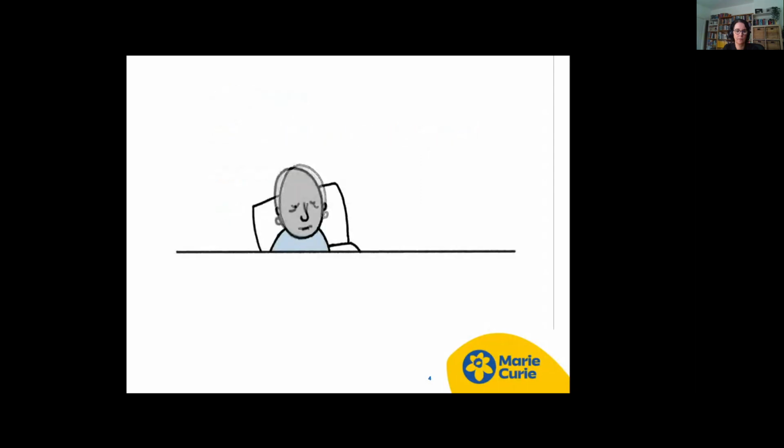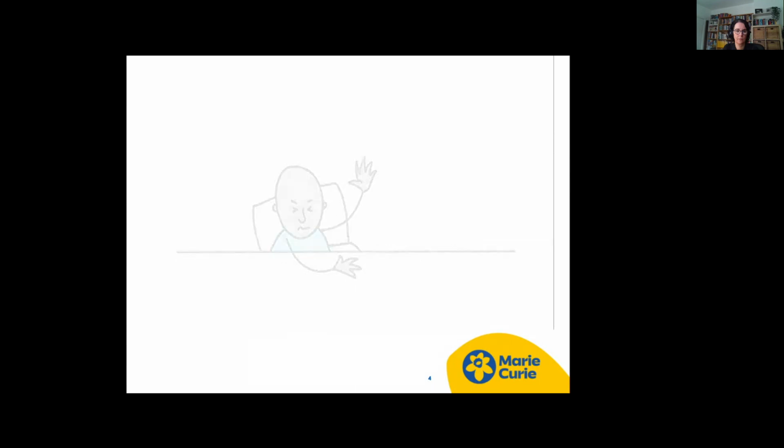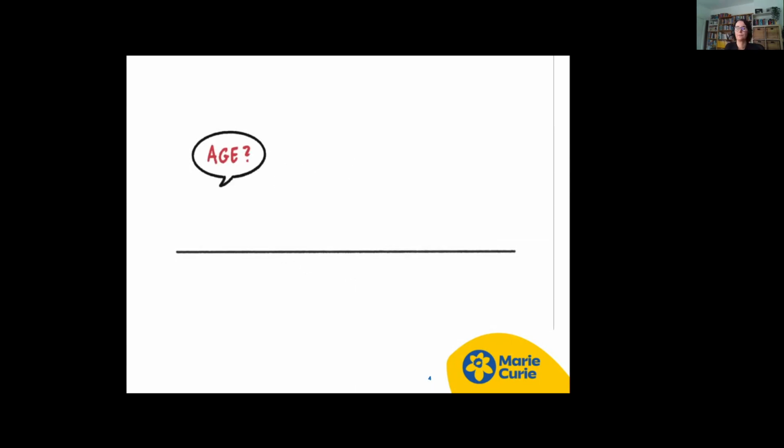Alertness is seeing if the person is drowsy, sleepy, or agitated. The abbreviated mental test 4 asks the person their age, date of birth, where they are now, and the current year.